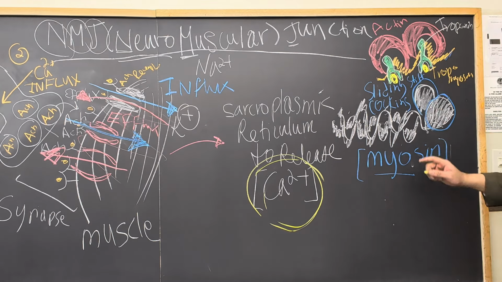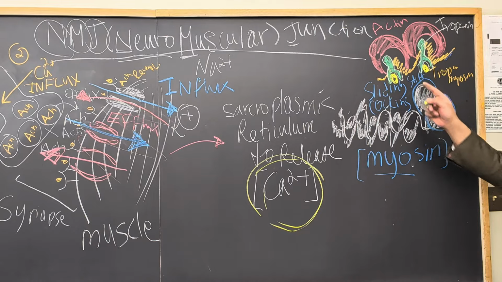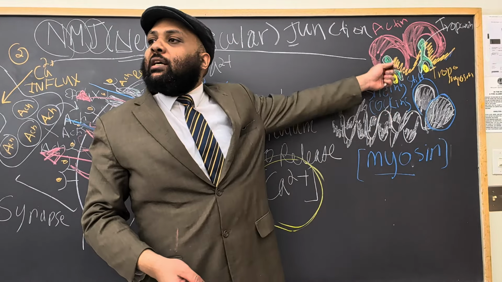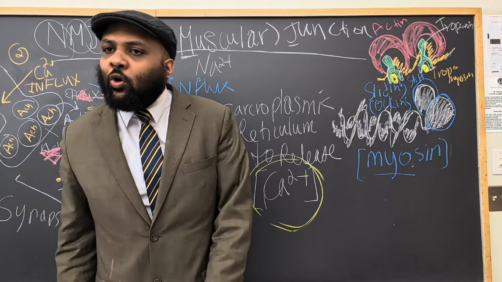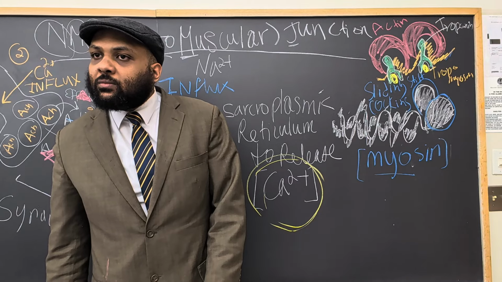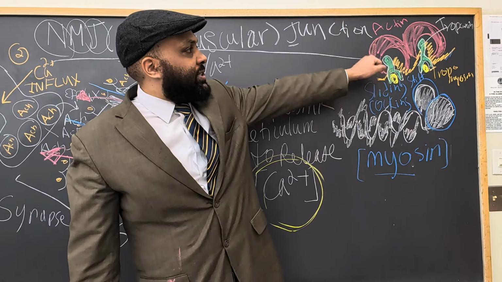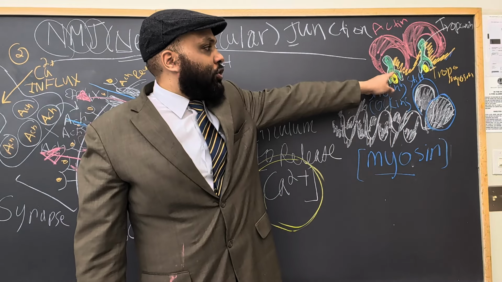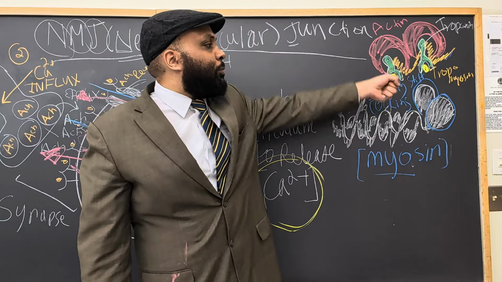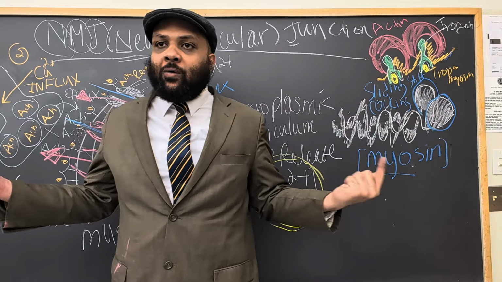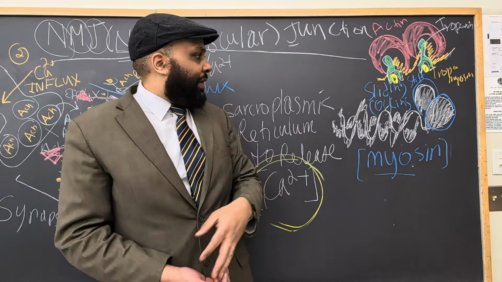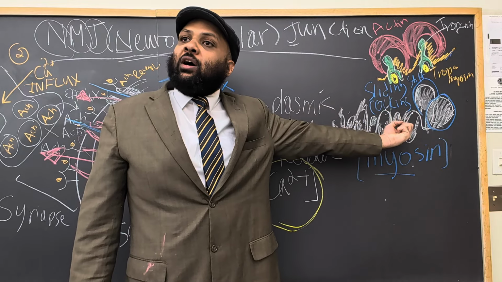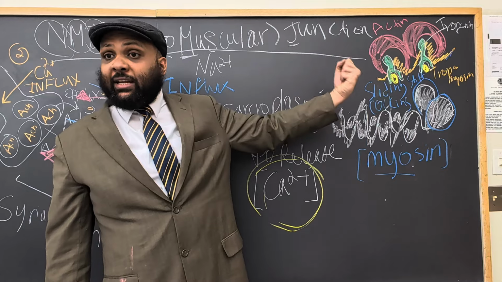So calcium binds troponin. When calcium binds troponin, what happens? The tropomyosin is pulled down. When calcium binds troponin, troponin pulls down tropomyosin. When tropomyosin is pulled out, the active sites are now exposed, and then the myosin golf heads will go inside the pockets and perform the sliding filament cocking movement.